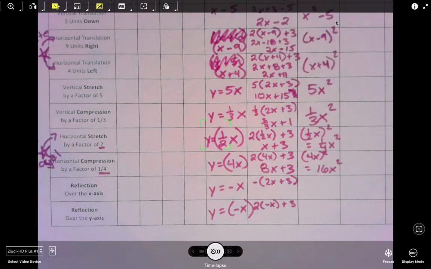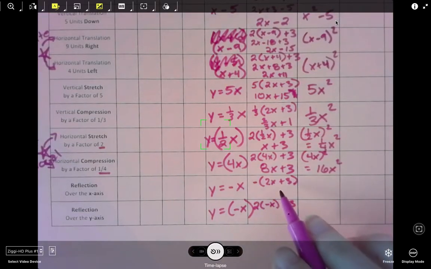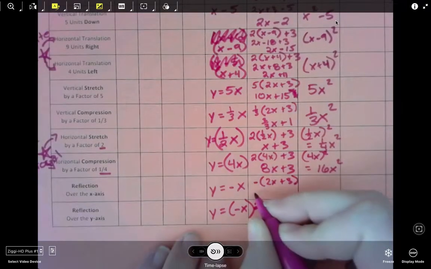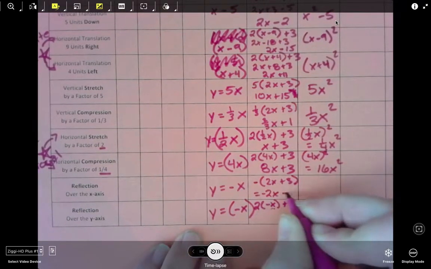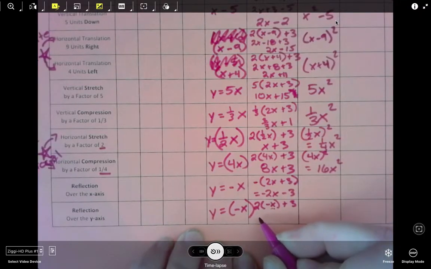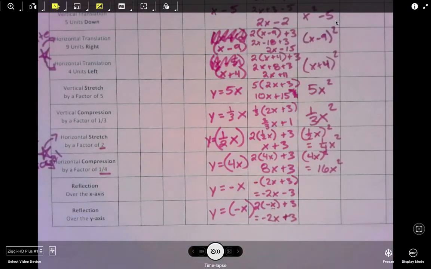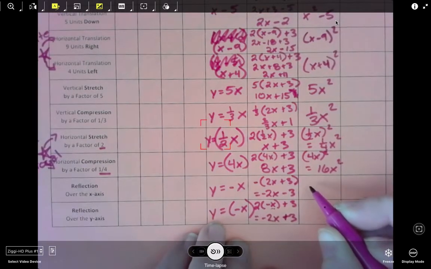Stop there for a second so you can absorb the difference between those two, right? The one, you are making the entire thing negative. Across the x-axis, this entire thing is negative. Here, you're just making the x negative. So what does the top one simplify to? Negative 2x minus 3. This one is negative 2x plus 3, okay? So it does make a little bit of a difference, all right, when you're dealing with functions other than just y equals x, okay?